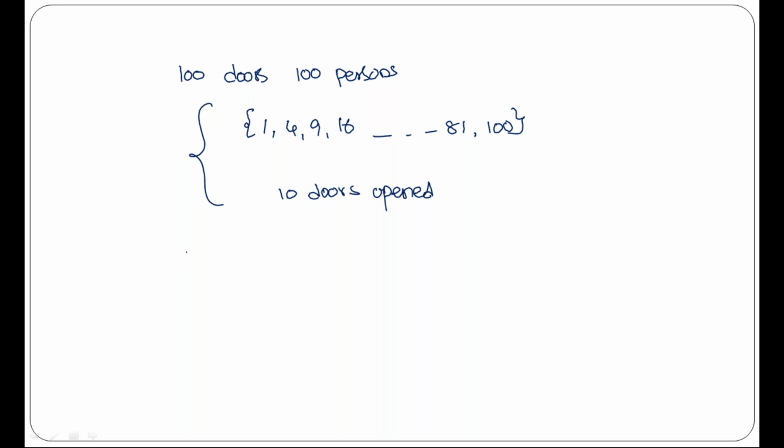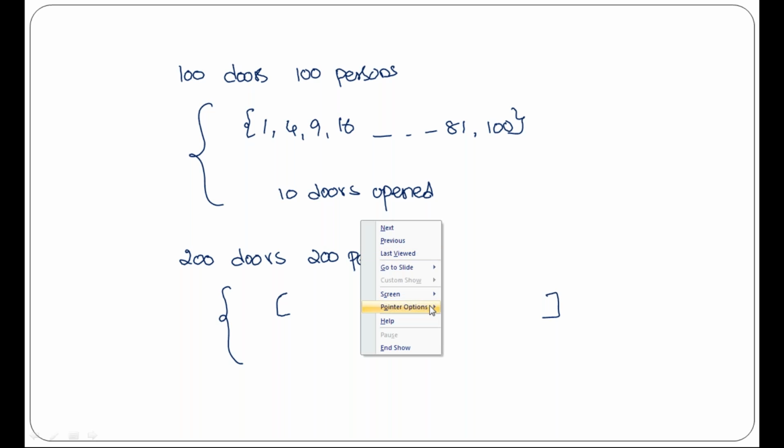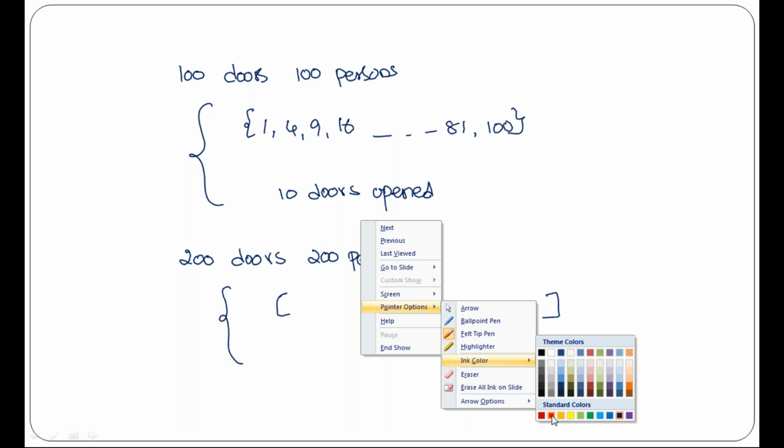Now, friends, whether you are understanding the concept or not, let me check. Suppose the question is 200 doors, 200 persons. How many doors are open and what are the door numbers? Guys, let me know how many doors are open and what the door numbers are. Friends, are you there? Please respond, guys.